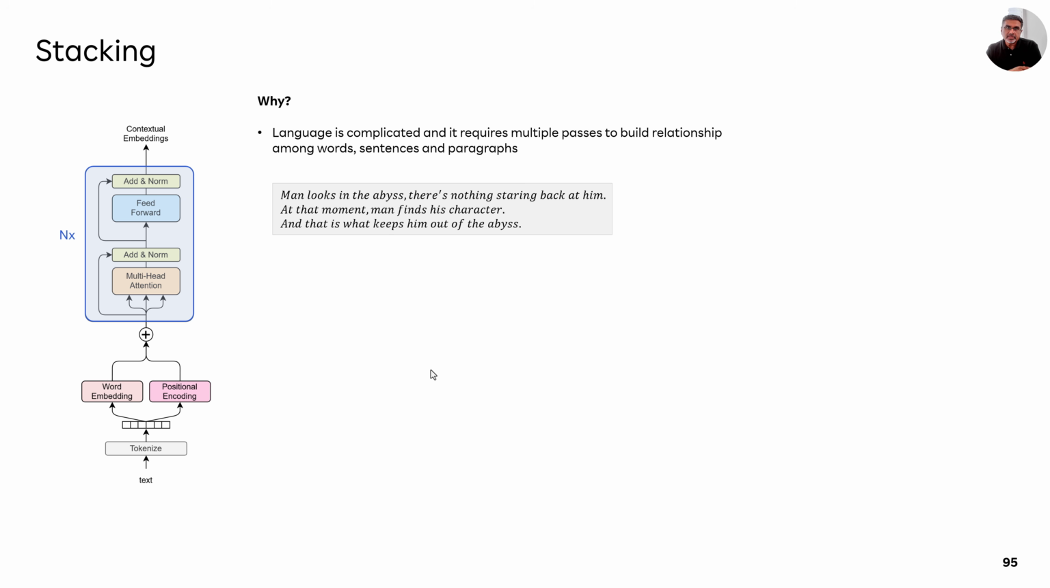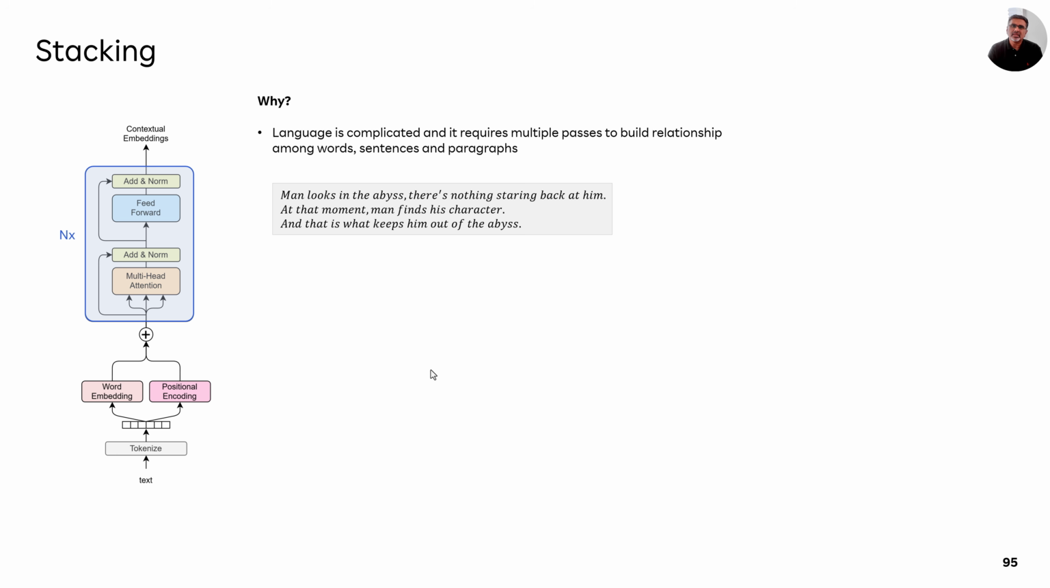But if you were to give the sentence to, let's say, a middle schooler, the way the middle schooler will understand this is he'll look at it and say, "Man looks into the abyss." He'll take a literal meaning. Man is looking into some valley. There's nothing staring back at him. So he'll say, "Oh, maybe there's no other human at the bottom of the valley. Nobody's looking back at him." Then he reads the next sentence: "At that moment, man finds his character."